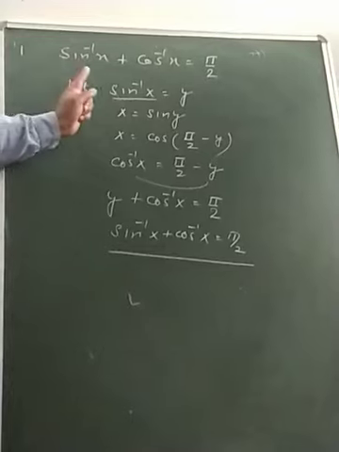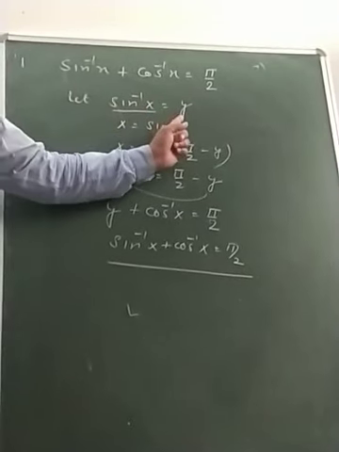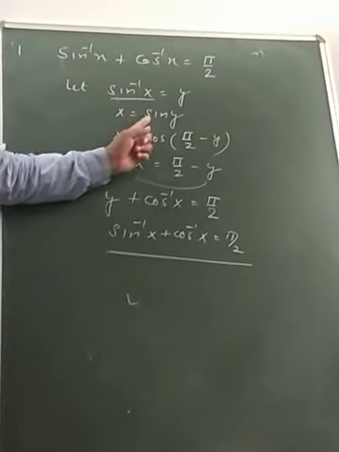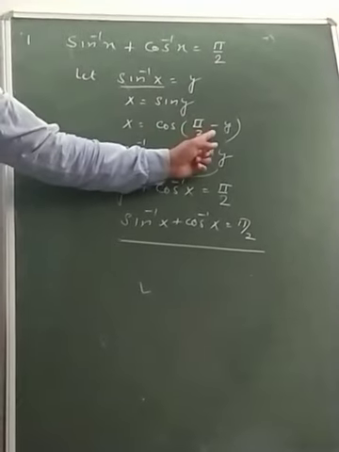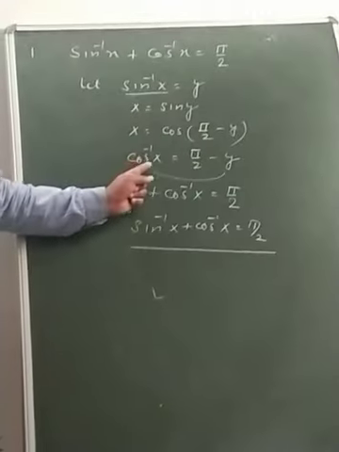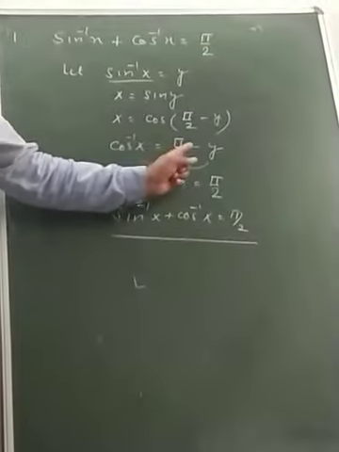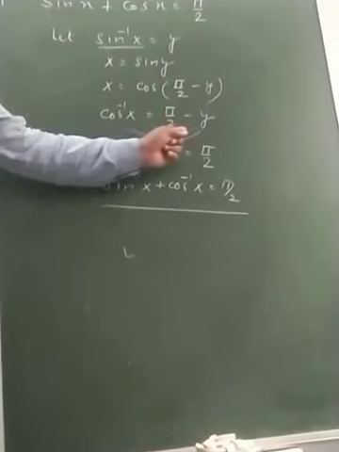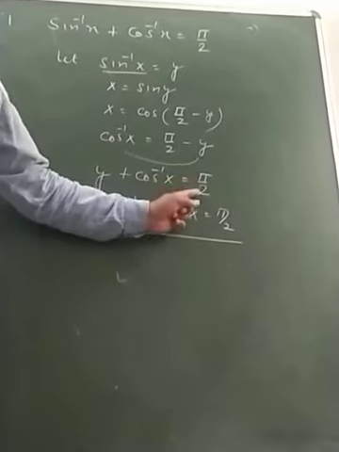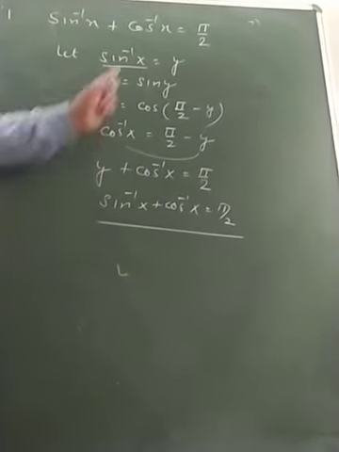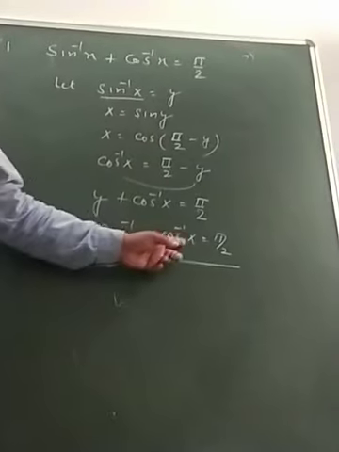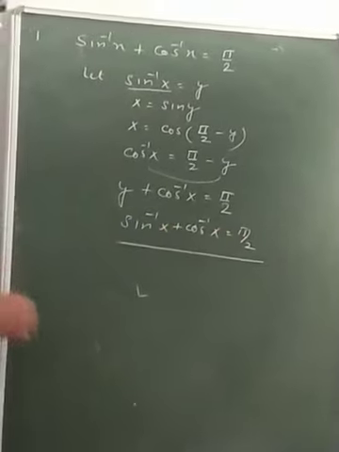So the first property, sine inverse x plus cos inverse x is pi by 2. For proving it, we suppose sine inverse x as y, then x is sine y. Sine theta is written as cos pi by 2 minus theta. Cos on the left changes into cos inverse x, pi by 2 minus y. Minus y changes into plus y, plus cos inverse x is pi by 2, and the value of y is sine inverse x. So sine inverse x plus cos inverse x is pi by 2.